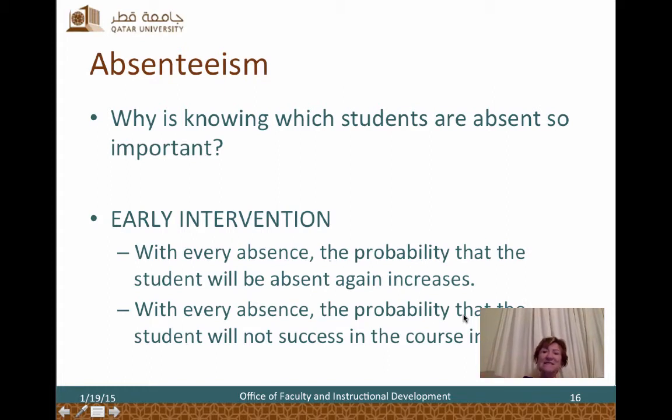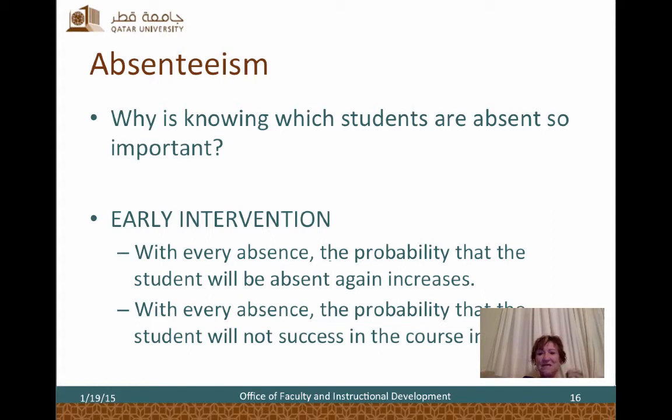The reason absenteeism is so important is because every time a student is absent, it increases the probability that they will be absent again. It's an upward curve. If they're absent twice, they are in great danger of being absent a third time and, of course, failing the class if they're absent more than that. So, with every absence, the probability that they will have difficulty in your class increases.